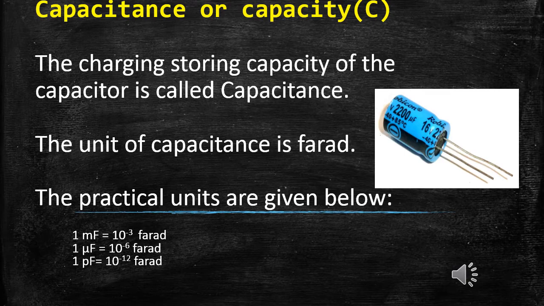Usually the capacitance value is measured in terms of farad, but it is a very large unit, so practically a few smaller units are used. They are called millifarad, microfarad and picofarad. So depending on the size and nature of the capacitor, the units may vary.